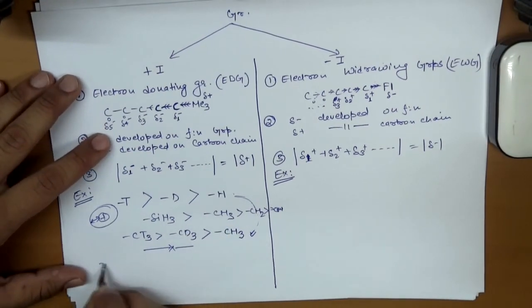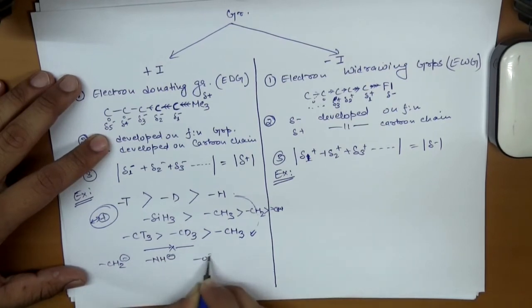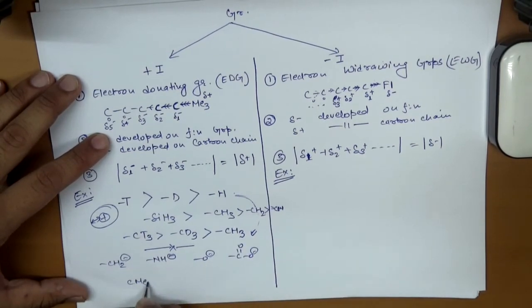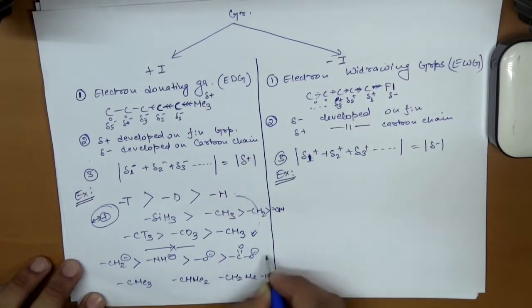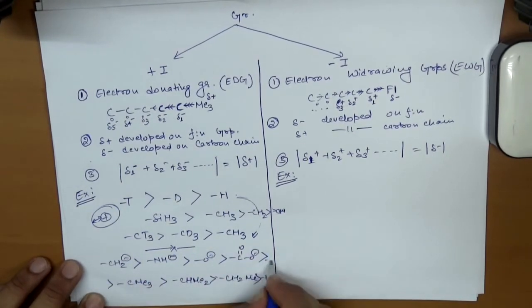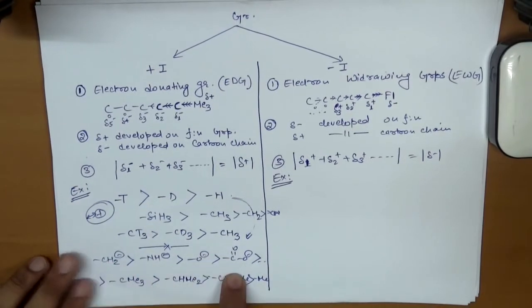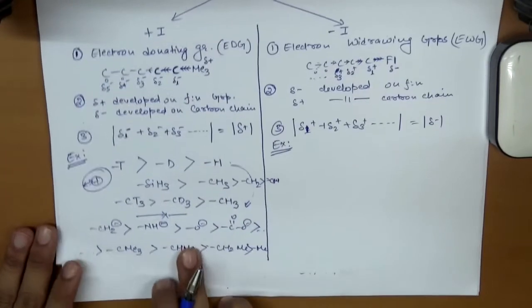The next set of examples is CH2 minus, NH minus, O minus, C double bonded O minus, and CMe3, CHMe2, CH2Me and Me, only Me. CH2 minus is a better donor as compared to nitrogen and oxygen, and the series goes on like this. They are in series. So now I will tell you how to compare their inductive effects in this field.